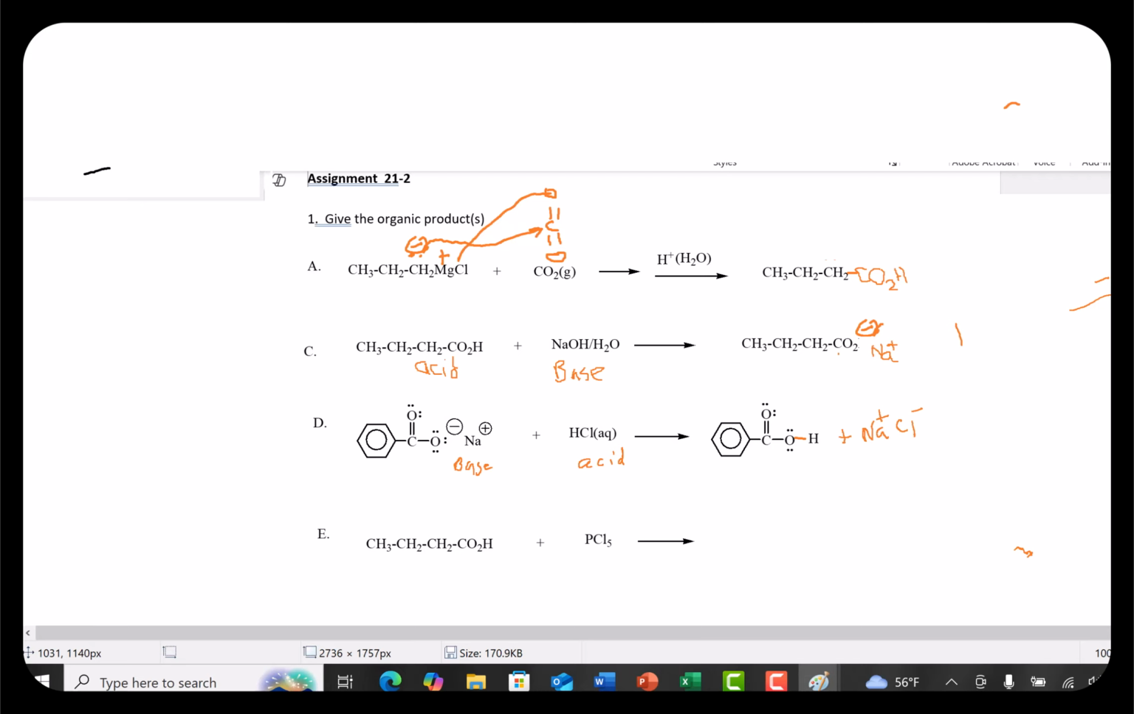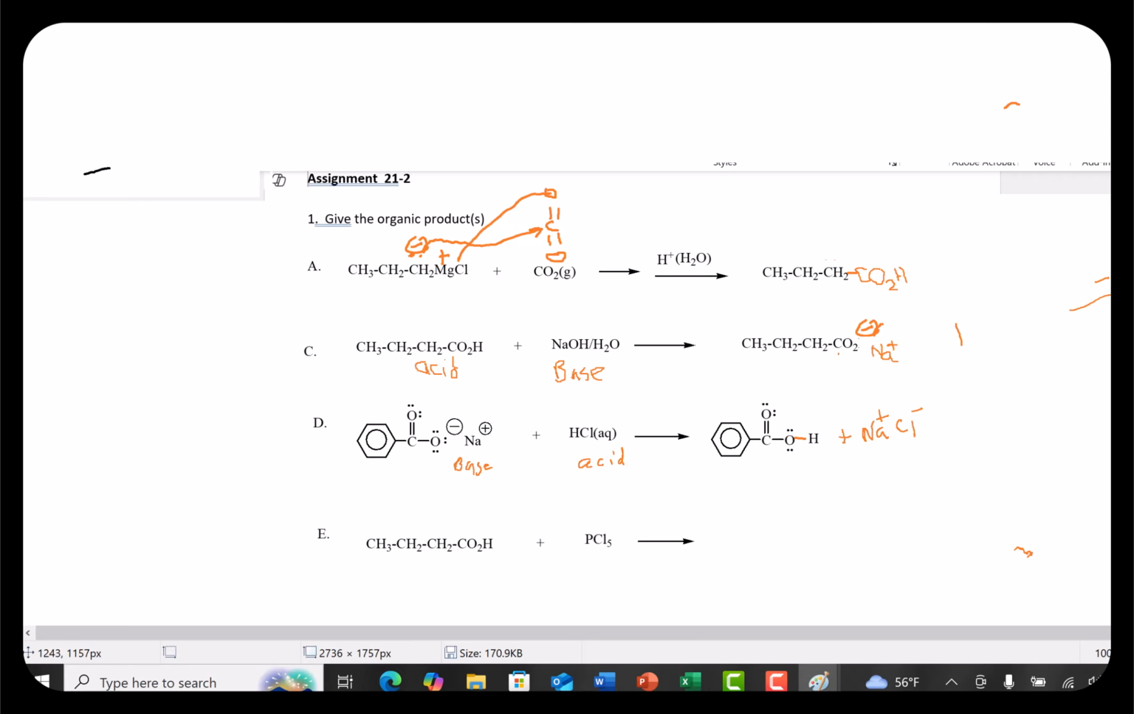They undergo reduction. PCl5 is not a reducing agent. They undergo decarboxylation. No, that doesn't fit. That's a carboxylic acid with a special activating group on the alpha carbon and heat, and that doesn't apply. The only thing that's left is a nucleophilic substitution.